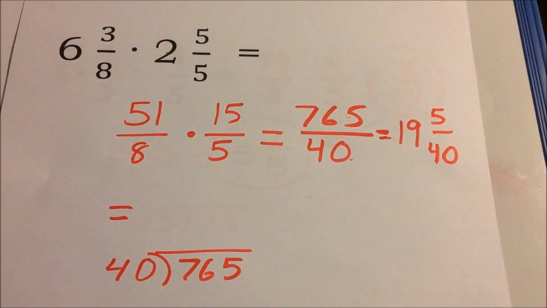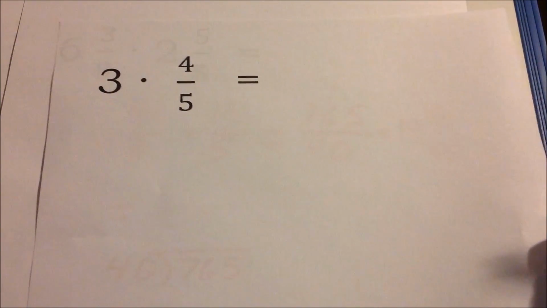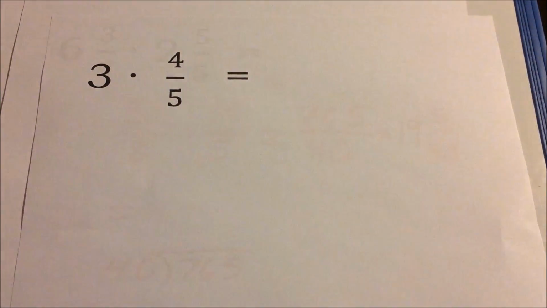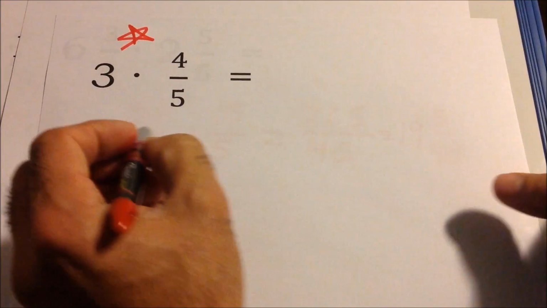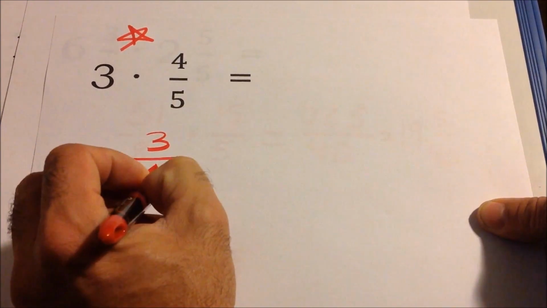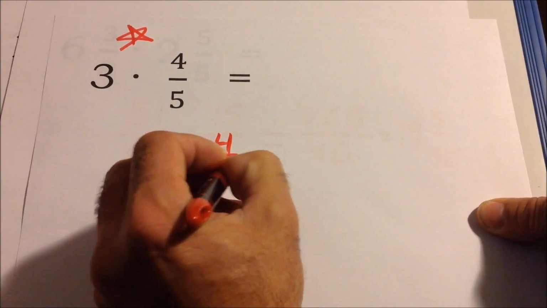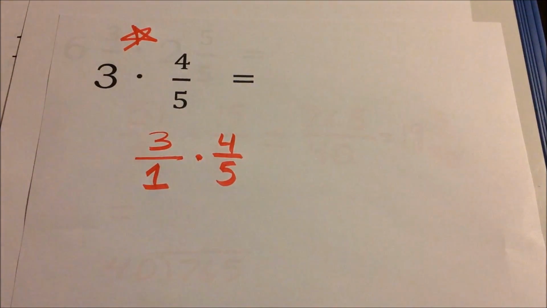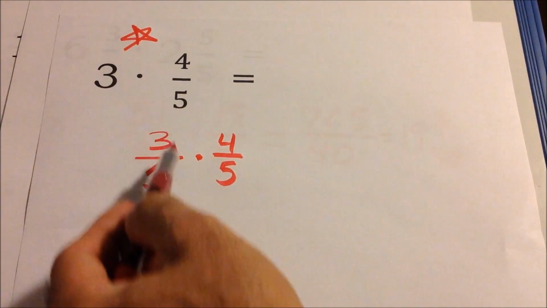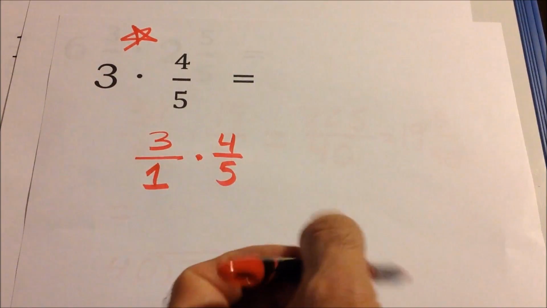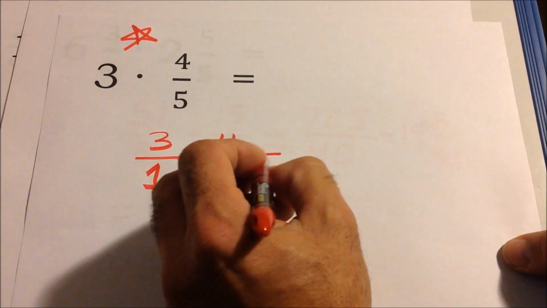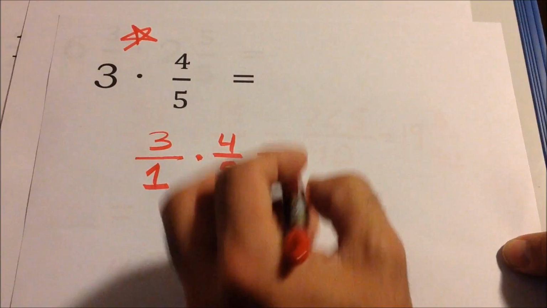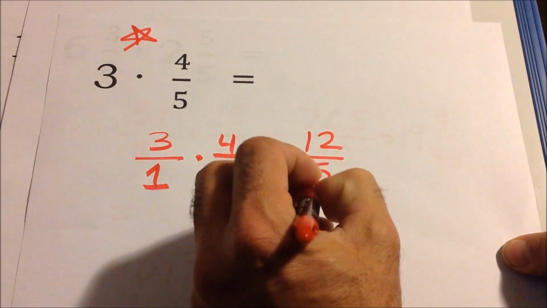So let's do one more. Here's a strange one. Here we have a whole number times a fraction. And it's very important. So here we have a star. We'll put a star. Important thing to remember. When you see a whole number, put it over 1. That's all you do. Just put it over 1. So here's the whole number. We put it over 1, no matter what the whole number is. And then just do the regular multiplication. Multiply across each one. 12 over 5.